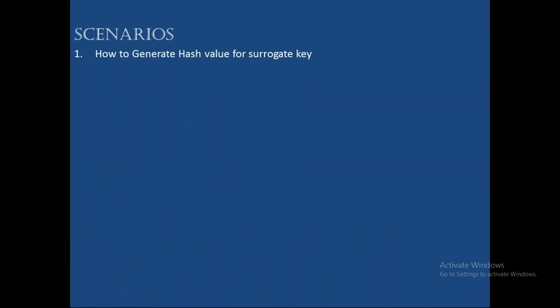With respect to the scenarios, you see how to generate a hash value for the surrogate key. This is one of the things that we do in real time. Most people will just take the customer ID and show it, but in real time we generate a hash value. This hash value is unique for that particular dimension. These dimension keys, also known as surrogate keys, are nothing but dimension keys. These dimension keys we are going to reference in the facts.